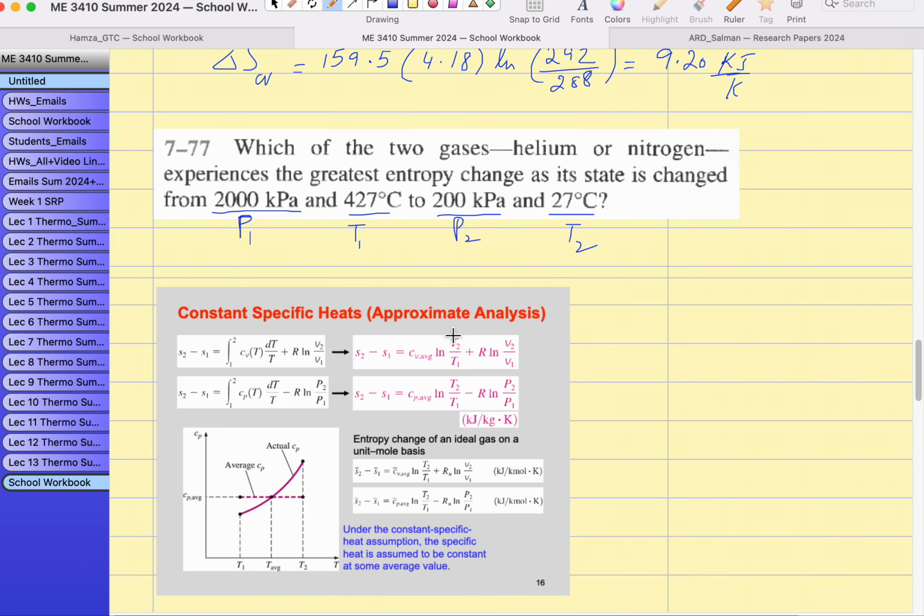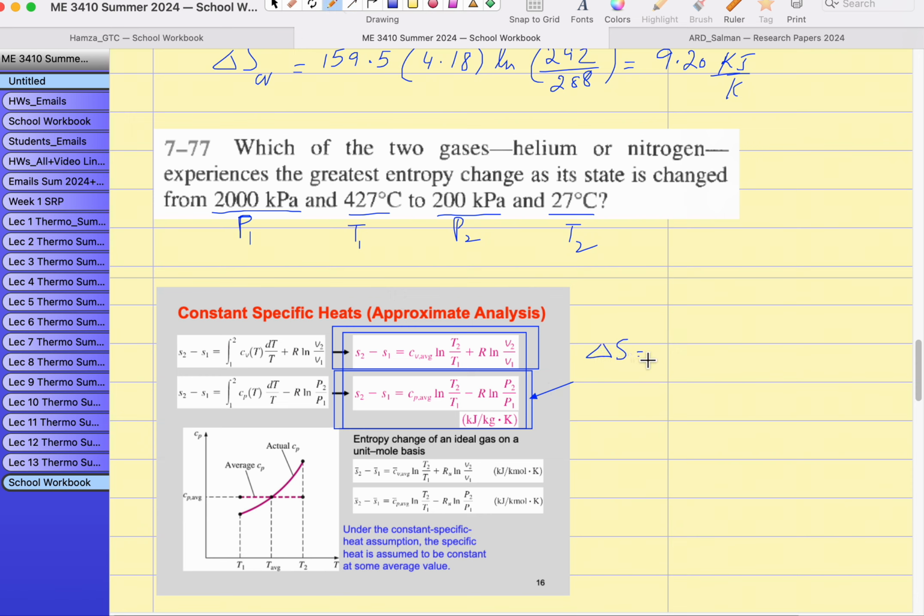Make sure that you understand these are the formulae for the ideal gas. These are the two formulae, and usually if the pressure is given, you can use this one. If the specific volumes are given, you can use this formula for finding the entropy change for the ideal gas. Since we are given the pressure and temperature, I'm going to use this formula here to find the entropy change.